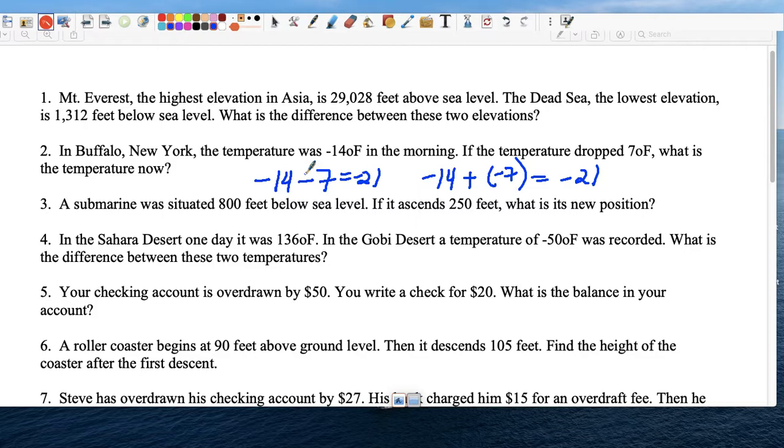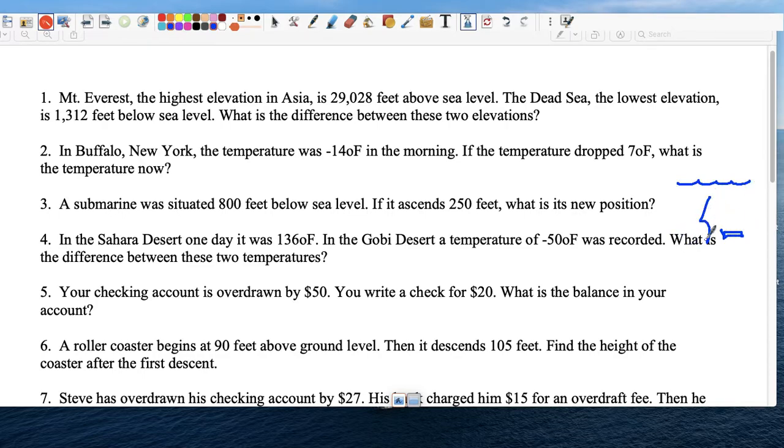A submarine was situated 800 feet below sea level. Here's sea level, and here's your submarine, all the way at the bottom. So we start the problem at negative 800. It ascends. What does ascend mean? To go up, so addition, and going up 250 is positive. What is the new position?